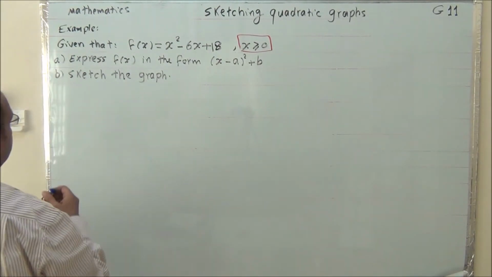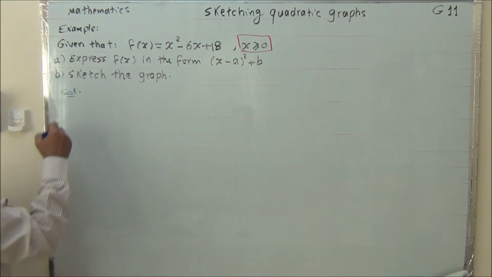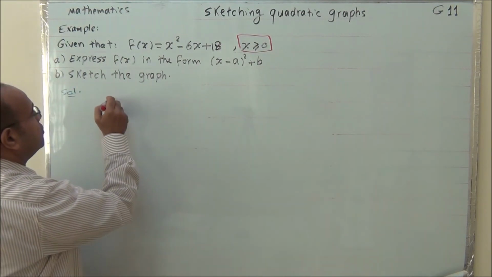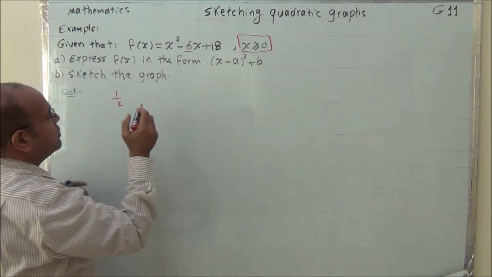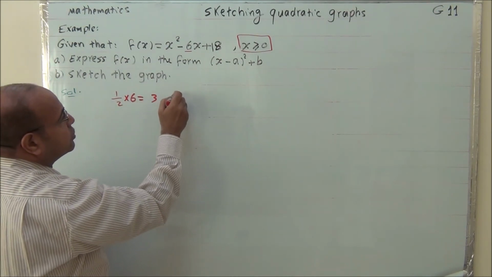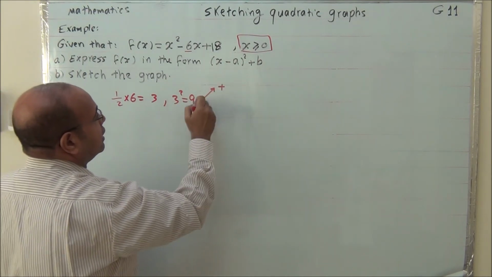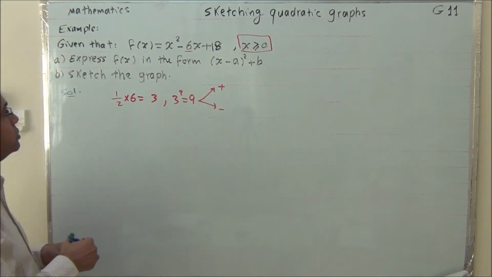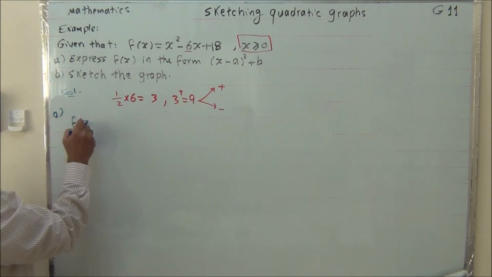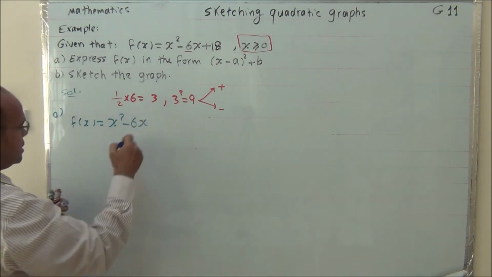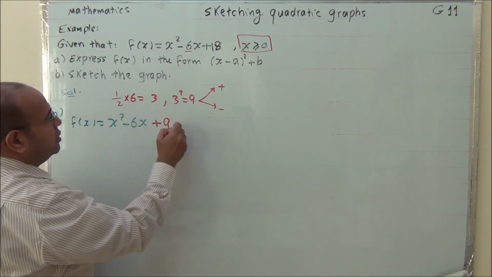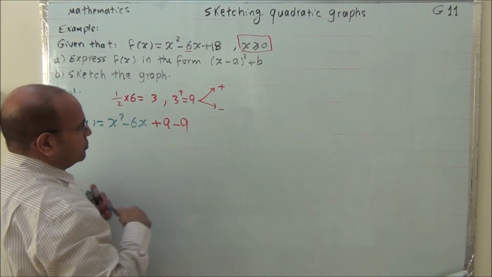Remember how to complete the square. We take half the coefficient of x. The coefficient of x is 6 without the negative. Half times 6 equals 3. Square it: 3 squared equals 9. Add 9 and subtract 9. So for part A, we write f of x equals x squared minus 6x, and after the x term we put the positive: plus 9 minus 9 plus 18.